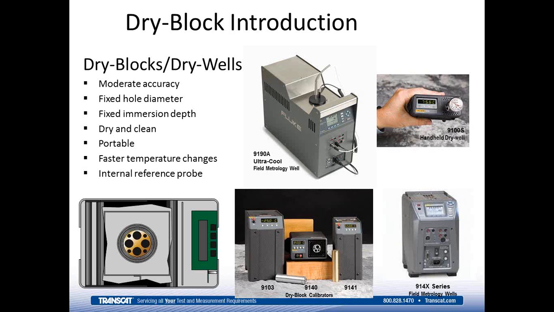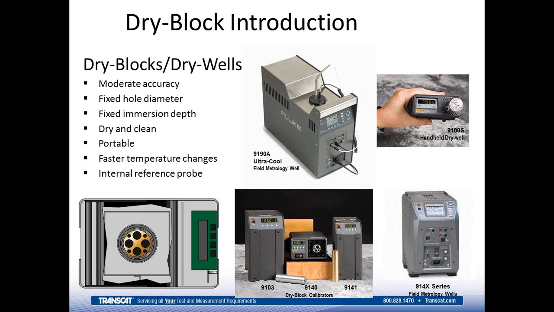Obviously, we're not working with fluids. They can be highly portable. The example in the upper right corner is a model 9100S, which is very small. It can be used up to 375 degrees C and still hold it in your hand. They're typically faster to change temperatures. Dry wells typically move pretty quickly in temperature. And then some of them we do have an option these days for an internal reference to be used in conjunction with it, such as the example on the bottom right has that option on the front. So just a brief introduction of what some of them might look like.